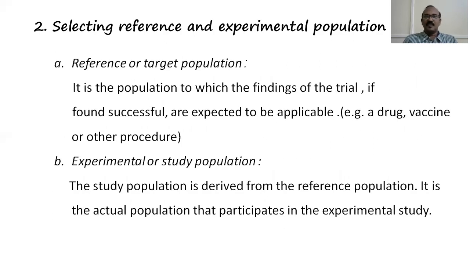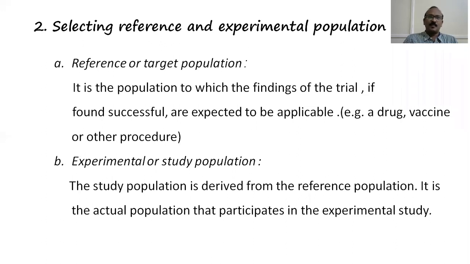Now, selecting the reference and experimental population. What is reference population or target population? It is a population to whom the findings of the trial, if found successful, are expected to be applicable. It means that whatever trial you are doing, if it is found to be successful, the results of the trial can be applied to this population. So it can be either a drug, vaccine, or other procedure.